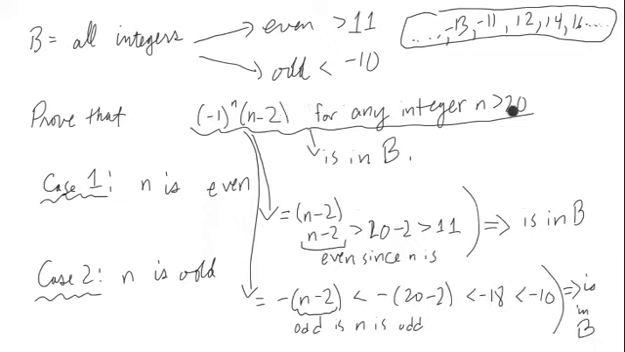So suppose, for instance, let's take the case when n is even. Now, what happens when n is even? Let's just look at what happens in that case. Notice how the cases that we choose, n is even and odd, cover all cases, because every integer is either even or odd. Okay, so in the case when n is even, this expression simplifies to n minus 2. And noticing that n is greater than 20, n minus 2 is definitely greater than 11. So we check off this box right here, greater than 11.